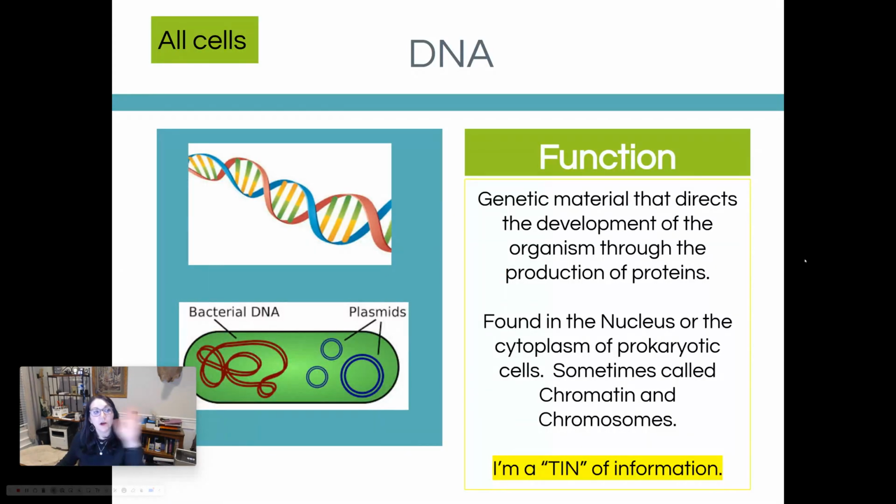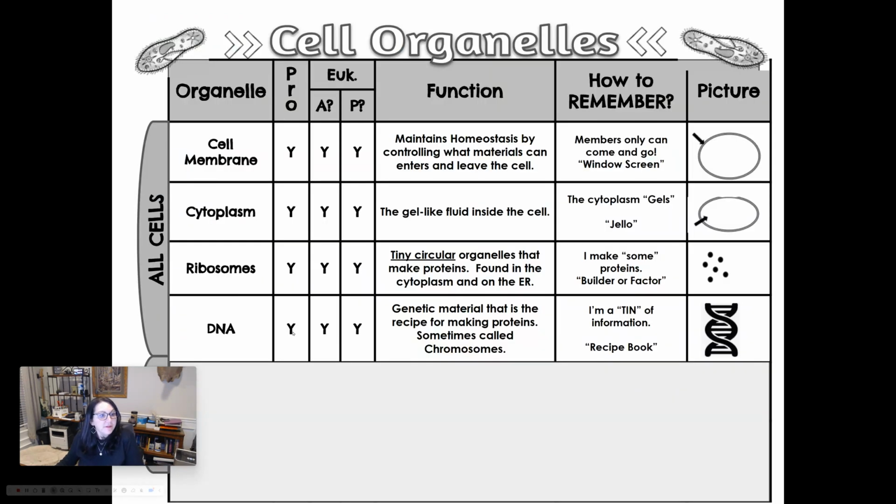And the fourth thing that all cells have is DNA. This is technically not an organelle, but we're going to include it here because it's so important. This is your genetic information. And for your chart, we have DNA, yes, yes, yes. The genetic material, that is the recipe for making proteins.